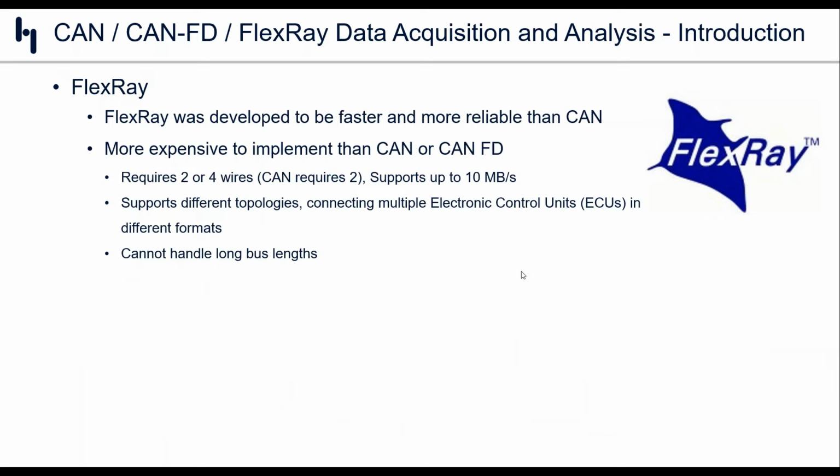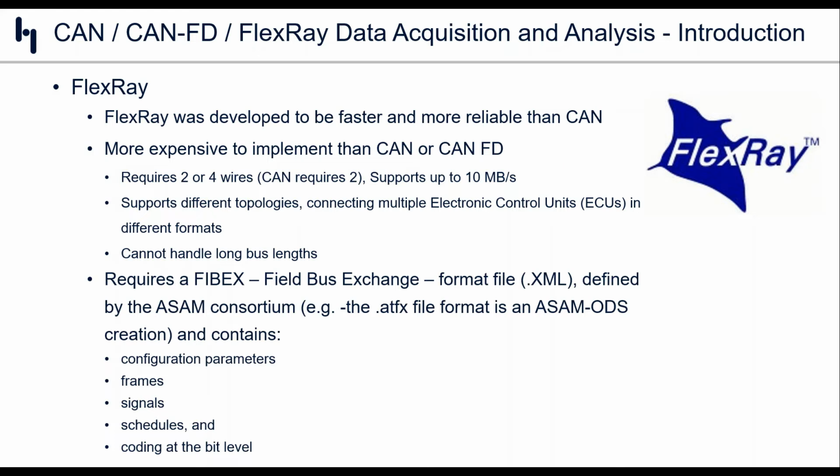So what is FlexRay? FlexRay was developed to be faster and more reliable than CAN. It is more expensive to implement than CAN or CAN/FD. It requires either 2 or 4 wires, depending on the architecture, whereas CAN always requires 2. And this does support up to 10 megabits per second. It supports different topologies, different ways of connecting multiple electronic control units in different formats within a given vehicle. But it cannot handle long bus lengths, so anything greater than, it's either 5 or 10 meters. So not very good for cars and trucks, or trucks and buses, excuse me.